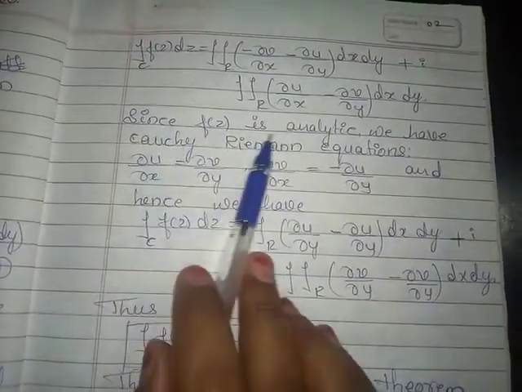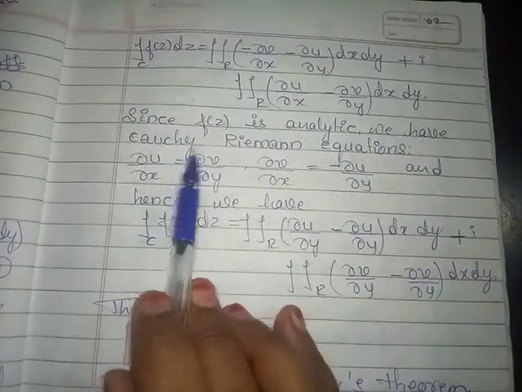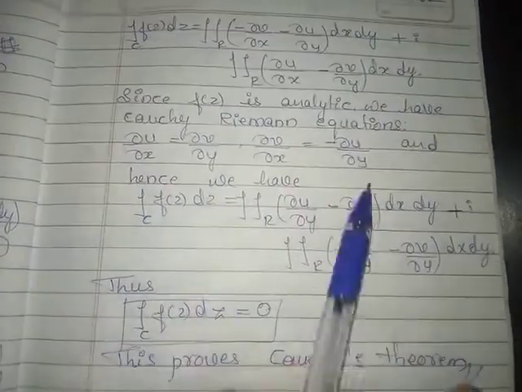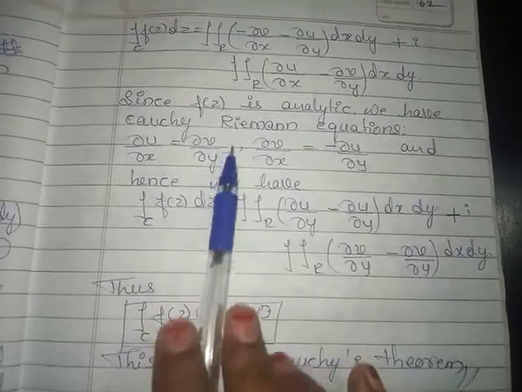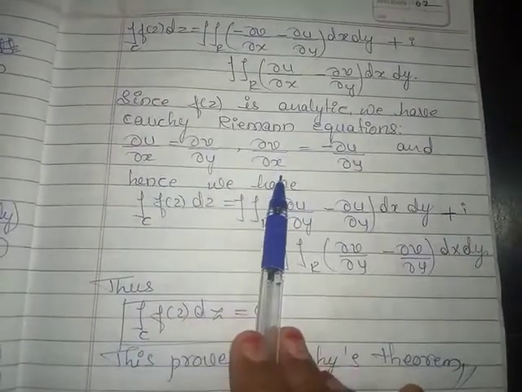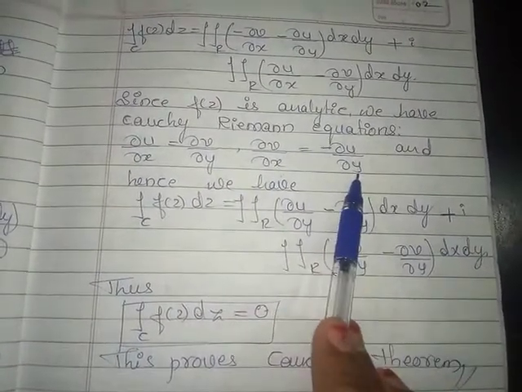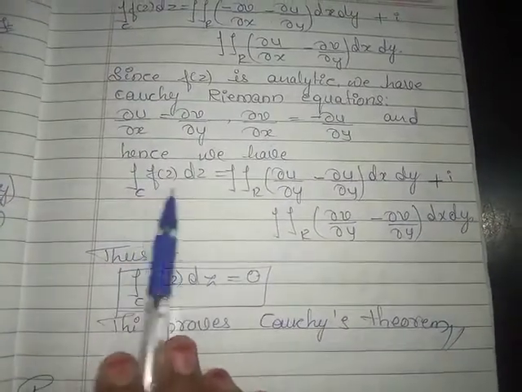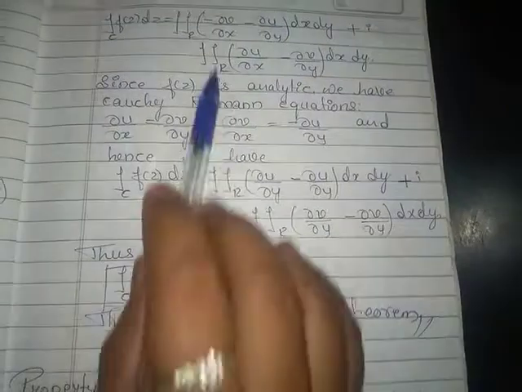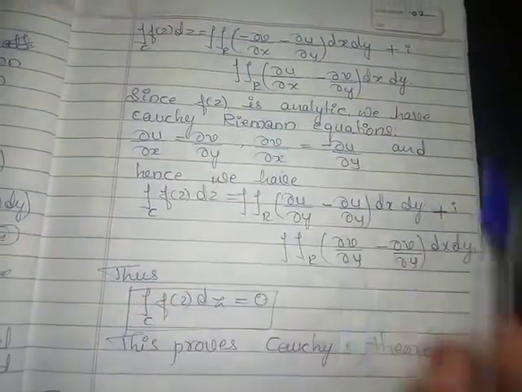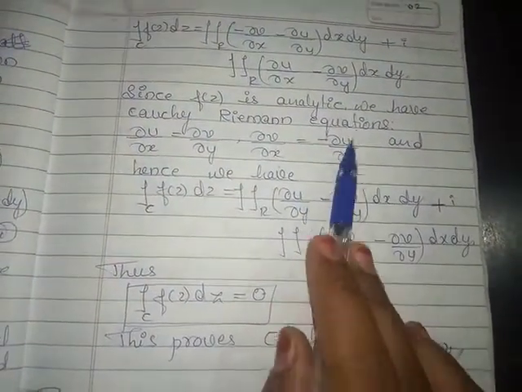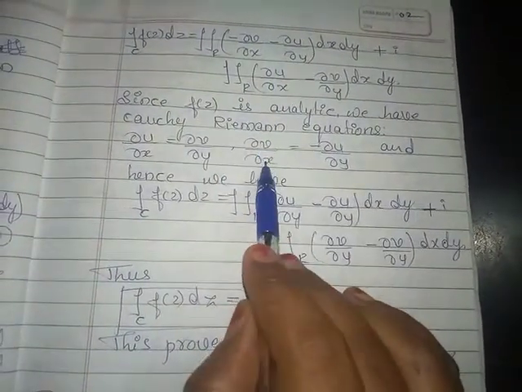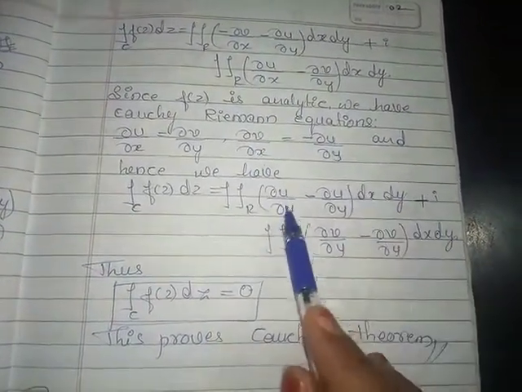Since f of z is analytic, we have the Cauchy-Riemann equations. Cauchy-Riemann equations are dou u by dou x is equal to dou v by dou y, dou v by dou x is equal to minus dou u by dou y. And we have integration over C f of z dz is equal to minus dou v by dou x minus dou u by dou y, where dou v by dou x is minus dou u by dou y.